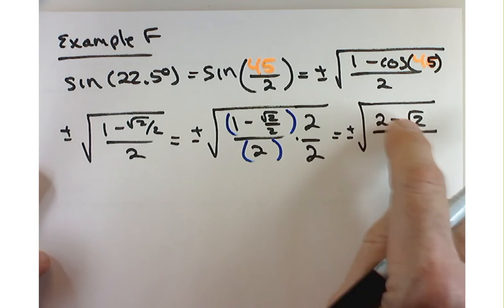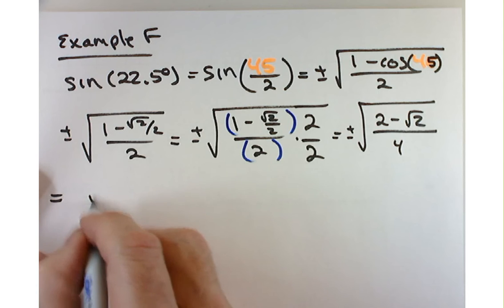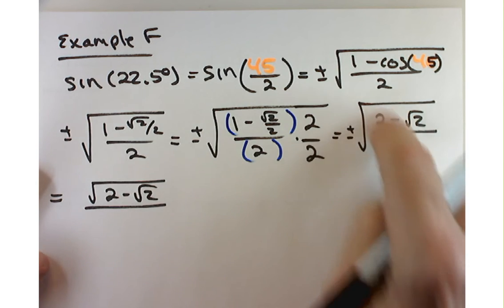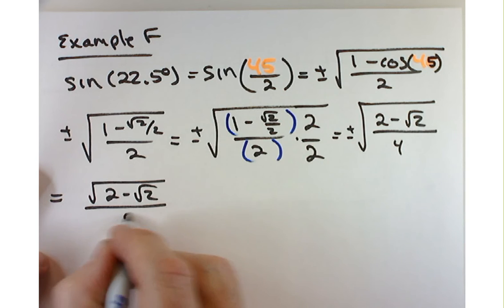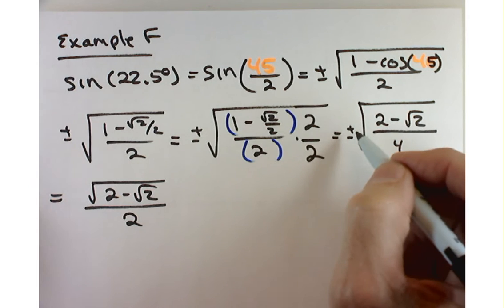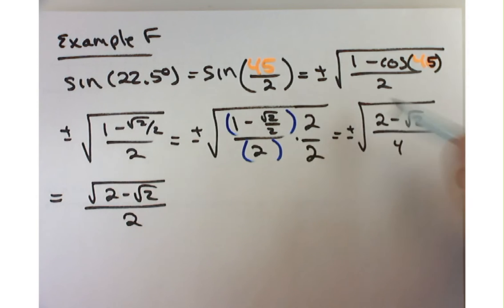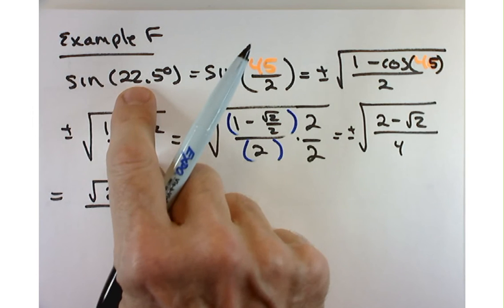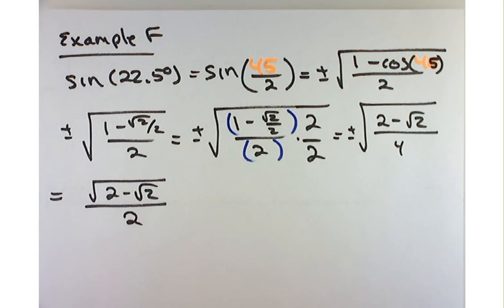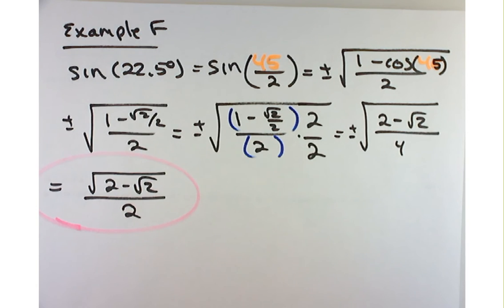Now, let me break it up as the square root of 2 minus the square root of 2. If I just take the square root of 4, I can get that 2 out from underneath the radical. And the last thing to deal with is the plus or minus. Do I want a positive root or a negative root? Well, you have to think about where this angle is. That angle is in the first quadrant. Is sine positive or negative in the first quadrant? It's positive. All right, so that's your answer.